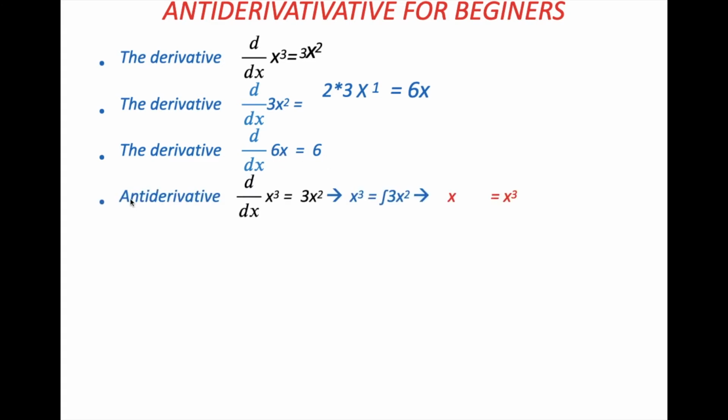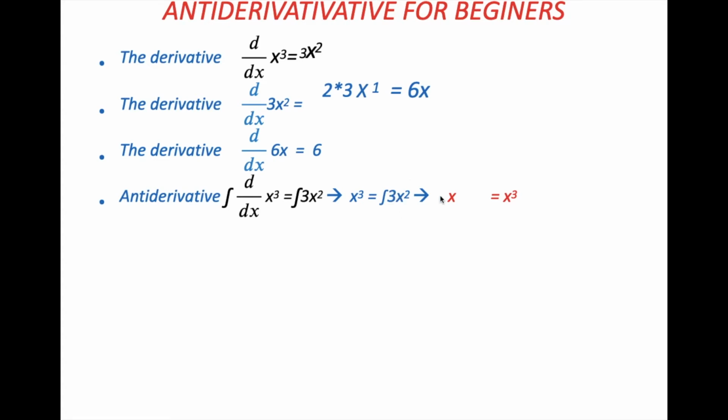So now for the antiderivative. The derivative of x cubed is 3x squared, as we did right here. What if we put this sign right here, the antiderivative sign? What will happen is the antiderivative and the derivative will cancel each other. So when they cancel each other, we will have this right here. So let's put that right here in blue. So x cubed is equal to the antiderivative of 3x squared.